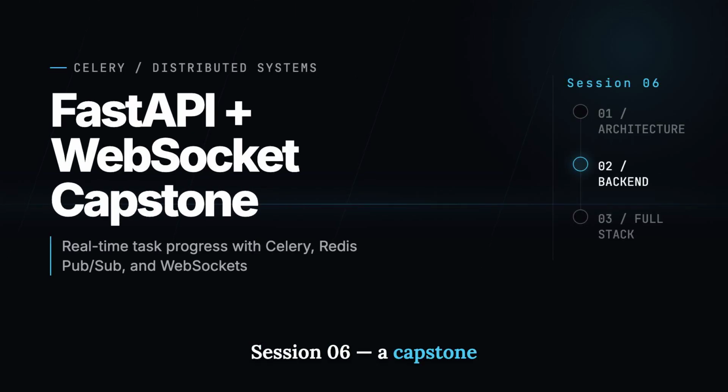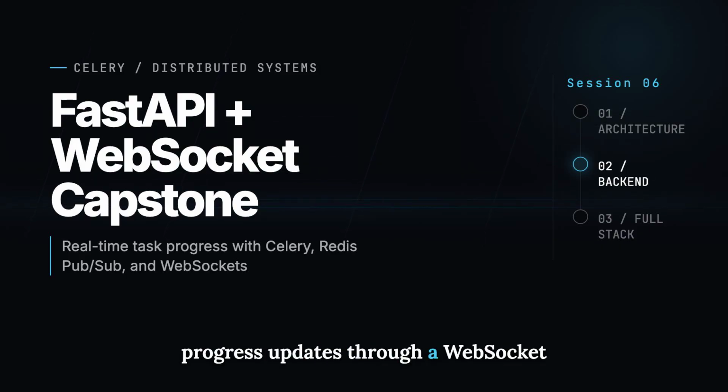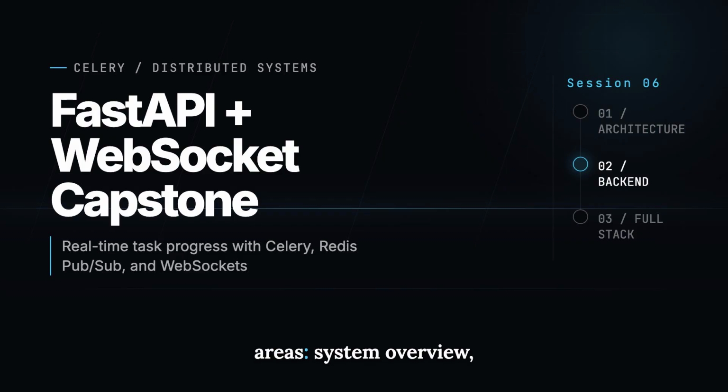Session 06, a Capstone project combining FastAPI, Celery, and WebSockets. We will build a distributed system that processes heavy background tasks and streams real-time progress updates through a WebSocket connection. The architecture covers three main areas: system overview, backend processing, and full-stack deployment.